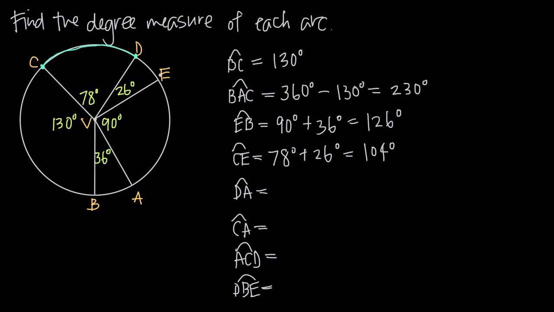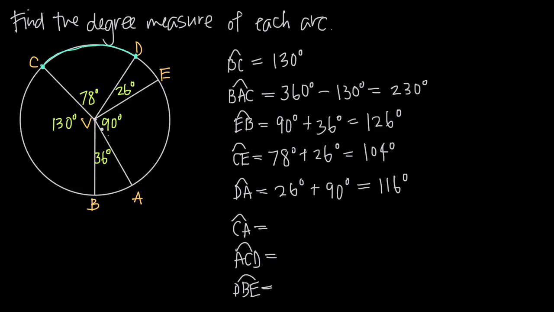Arc DA, another minor arc. I start here at D, and I'm going to come around to A this way. I know I'm coming this way because with two letters I know it's a minor arc, and if I went the other way, that would be greater than 180 degrees. So from D to A is going to be 26 degrees plus 90 degrees, which is going to give me 116 degrees.